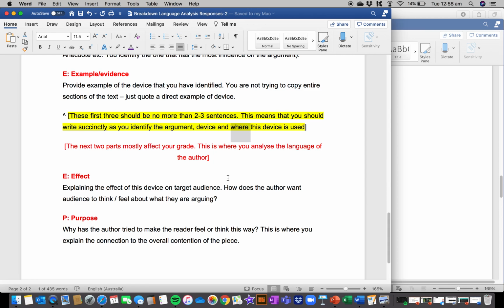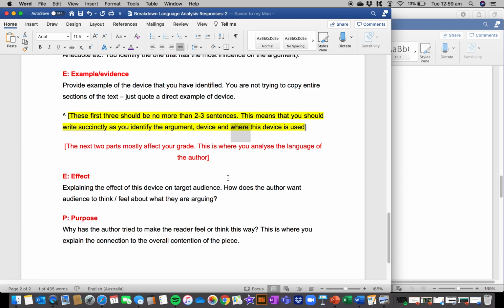Now, the next 2 parts are what's most important for you actually analysing, and this is where you show the effect, okay? What is the effect on the audience? How is it shaping the audience's thoughts or feelings? So this is the effect of the device. If the author used emotive language, what effect is that having? How does that make the audience think? If they're using statistics, how might that affect the audience? Does it give them more credibility as the writer? Does it make the audience feel that they can trust the writer because they've done research, etc.?